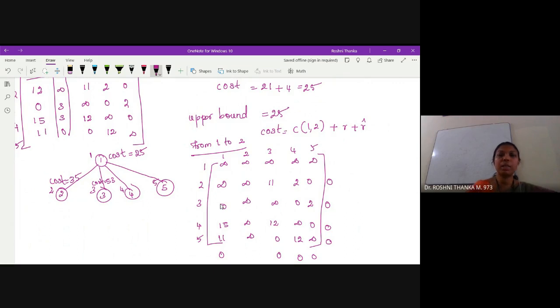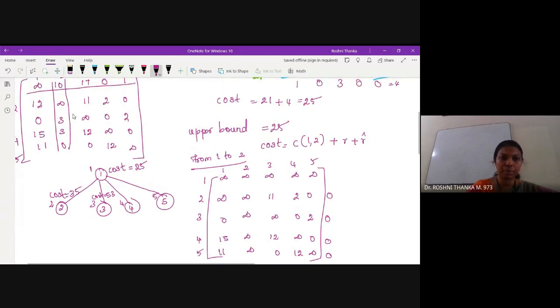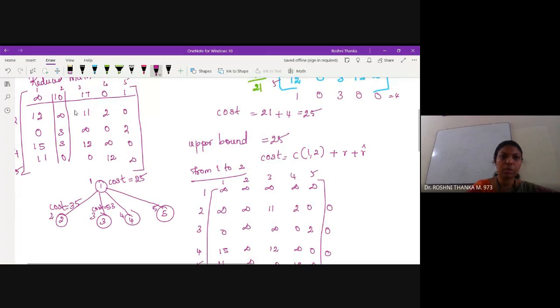Similarly, in the same way, we have to do it for the cost of 4 and also the cost of 5. So how will you do it? Again, take the same matrix. Row number 1 and column number 4 will be completely made infinity, and then the entry from 4 to 1 will also be made infinity.